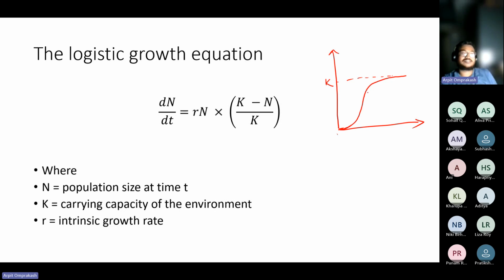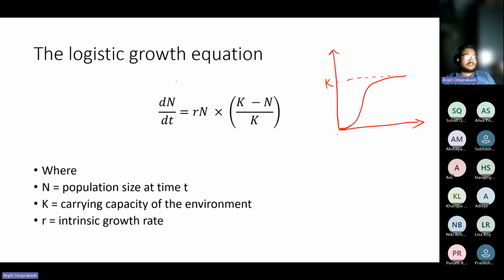And then as the resources become more and more scarce, the population growth tends to slow. It slowly asymptotes around this value called K, the carrying capacity of the environment. So how many individuals of that species can the environment support at that given point of time?